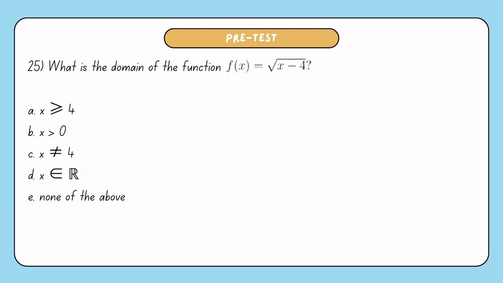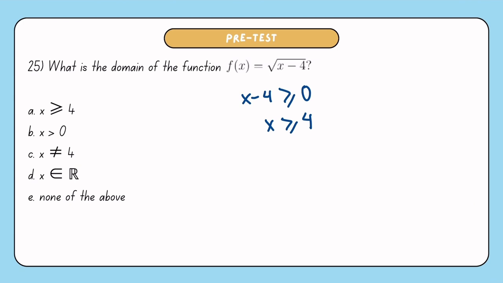Number 25. What is the domain of the function f of x equals square root of x minus 4? So recall that bawal maging negative yung value nung nasa loob ng square root. So for the domain of this function, we find the values that make x minus 4 greater than or equal to 0. So we have x is greater than or equal to 4.